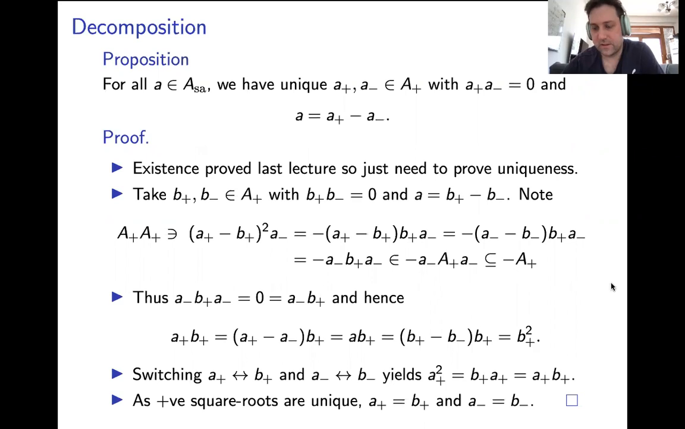If you're interested, there's another different argument for showing uniqueness here in this book by Murphy and Ringrose, a sort of classic text on C-star algebra theory.